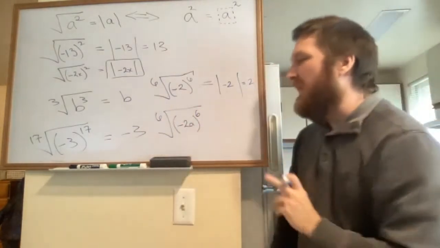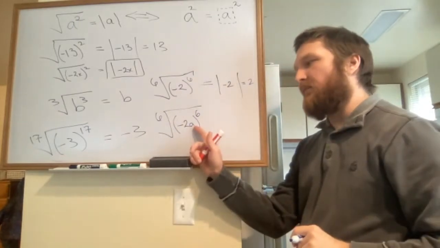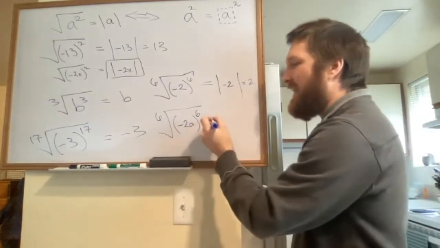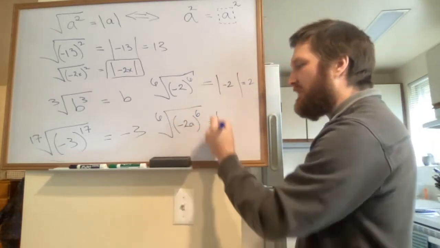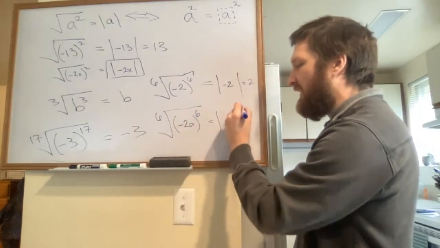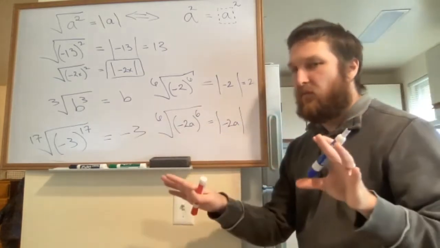In that case, we can't just say it's 2a, because what if a itself is a negative number? That's ugly. So when you have variables in there like this, we're just going to leave it like this, and as long as we put those absolute value bars, we don't have to worry about it.